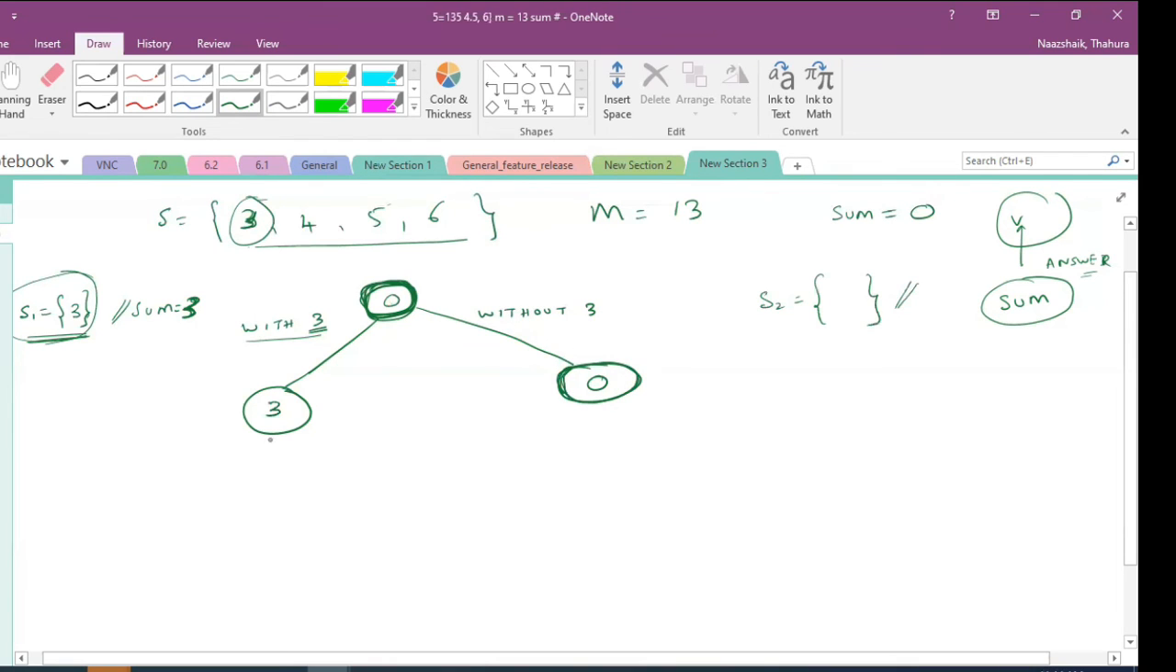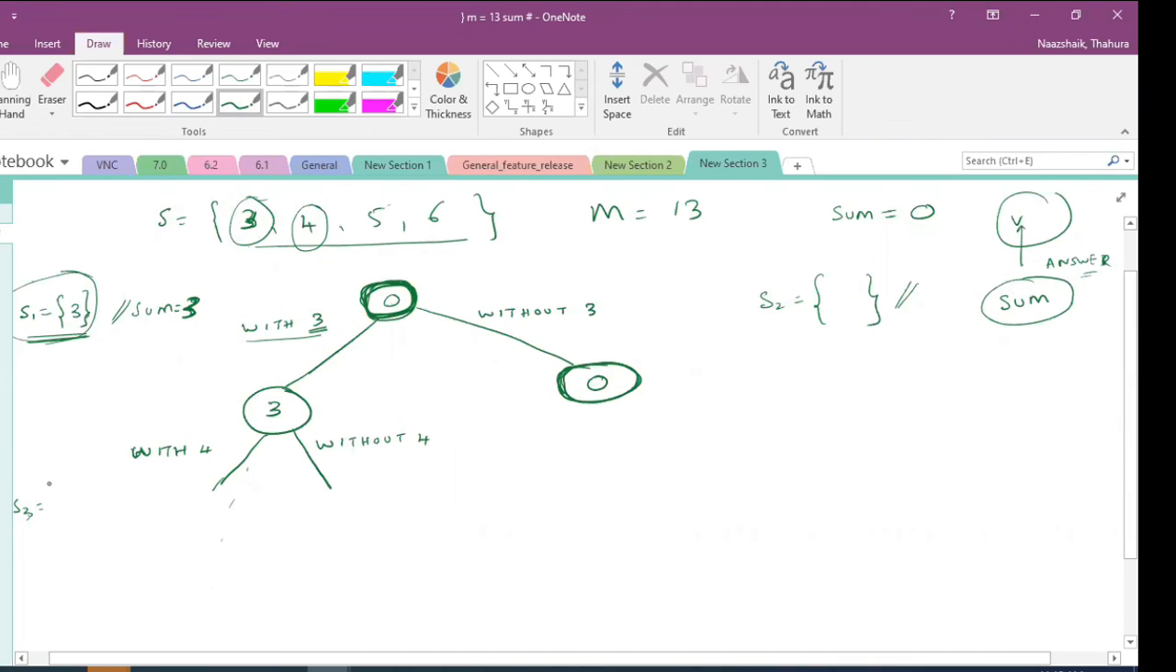Because it is DFS, we'll go deep into this and then come back and explore this. So we picked 3. Now next, you have to look at 4. What options do you have again with 4? Either you will include 4, or you will build a subset without 4.